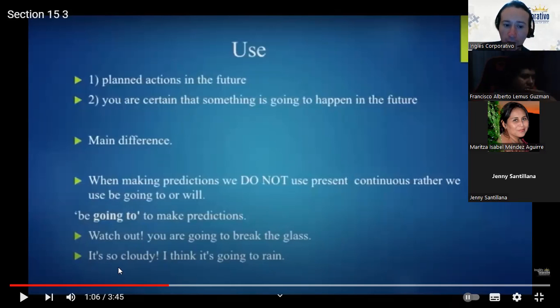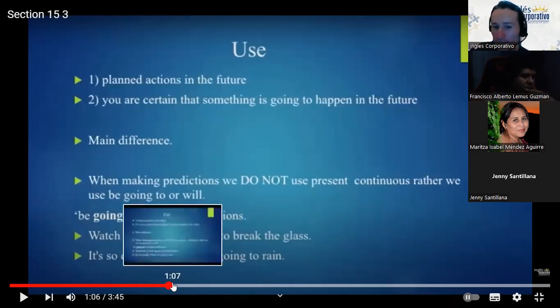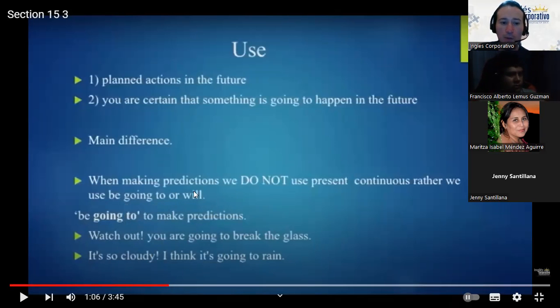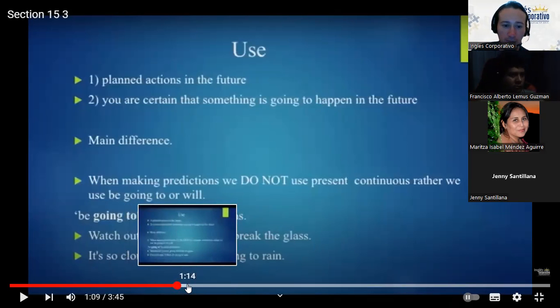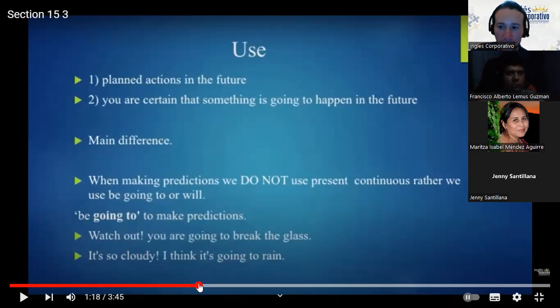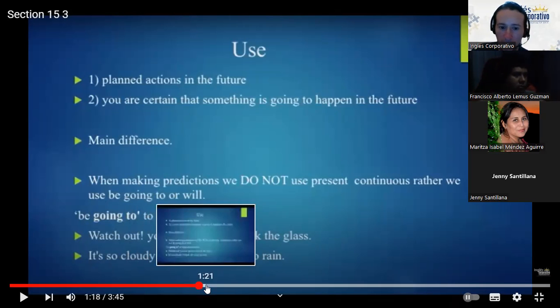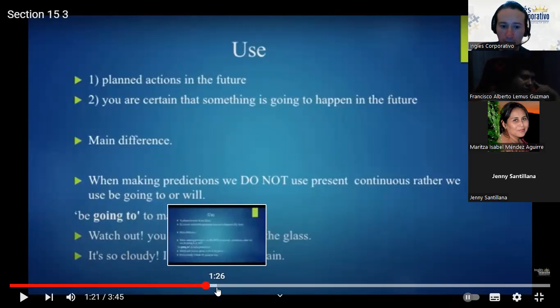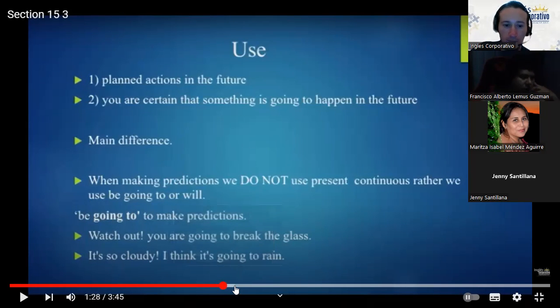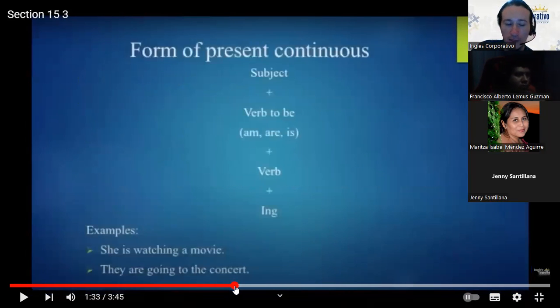Okay, so then we have, it's so cloudy, I think it's going to rain, okay? As you can see, it is really cloudy, so when it's cloudy, most likely, it is going to rain because of that, okay? It's the same thing. Entonces podemos hacer predicciones utilizando be going to, ¿de acuerdo? ¿Alguna pregunta, guys, con respecto a esto? Do you have any questions for me? Entonces, por eso es que se sustituye el going to y el will, pues, para poder hacer eso. Correcto. Para hacer predicciones, vamos a utilizar be going to or will. Ese es uno de los usos, ¿de acuerdo?